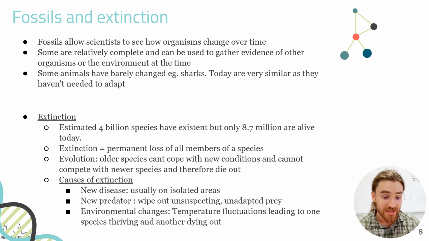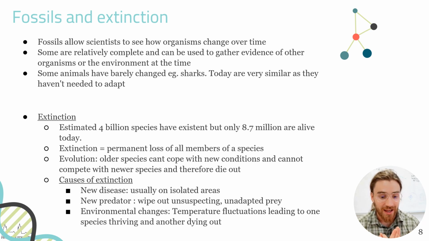So what is a mass extinction? It is the permanent loss of all the members of a species. That's extinction. So a mass extinction is obviously an extinction of many, many, many species at once.